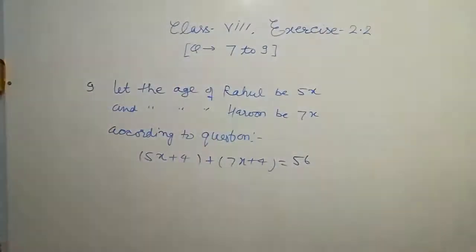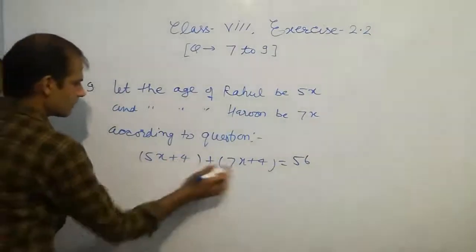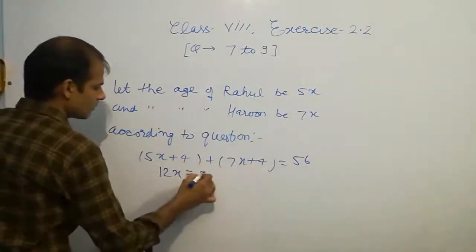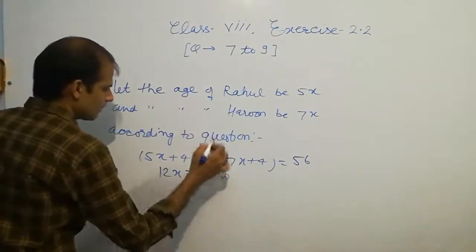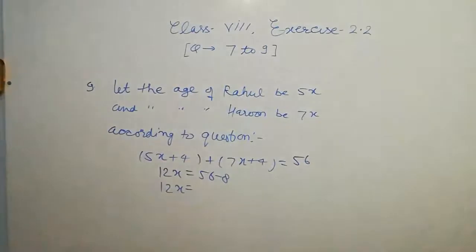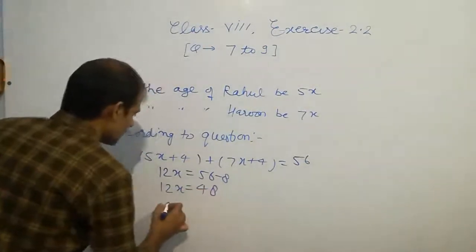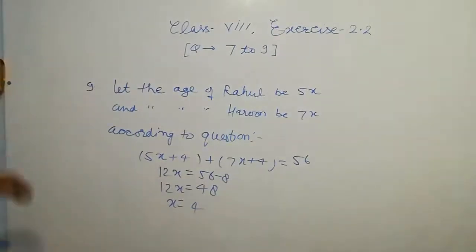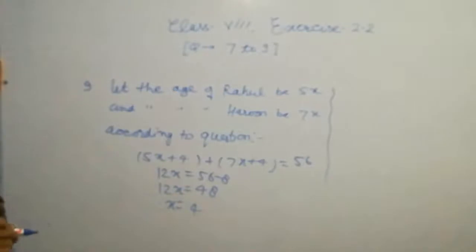Now solve this equation. 5x plus 7x is 12x, 4 plus 4 is 8, and it becomes negative on the right hand side. Now what is 56 minus 8? It is 48 and x will be 4 because 48 upon 12. So x is 4. Now I am solving the remaining part.